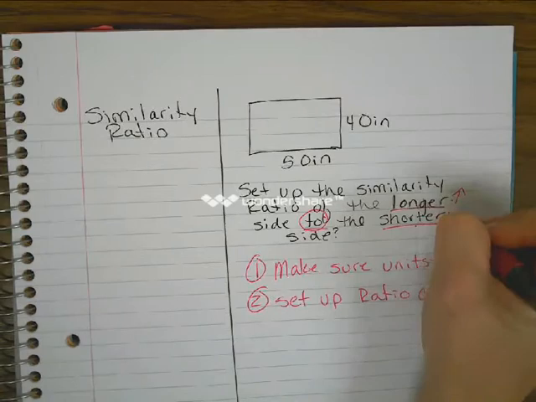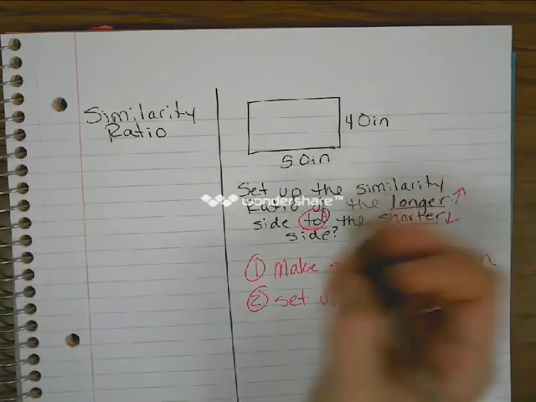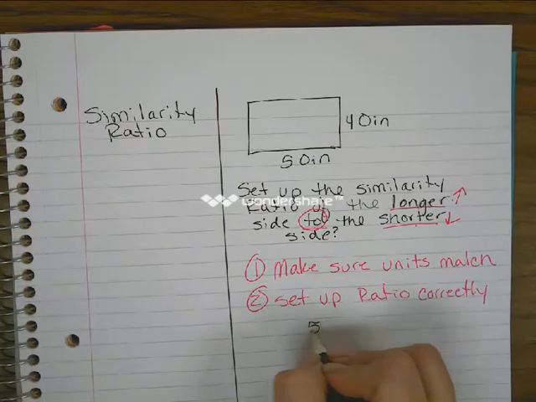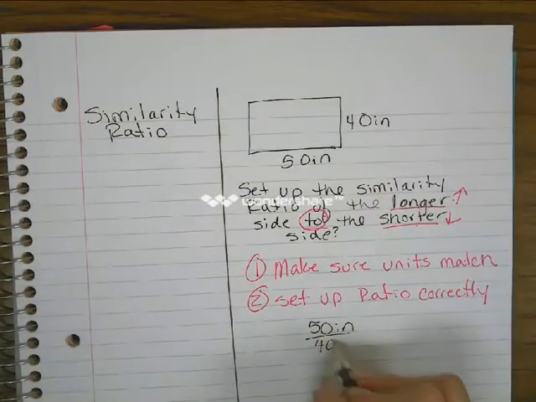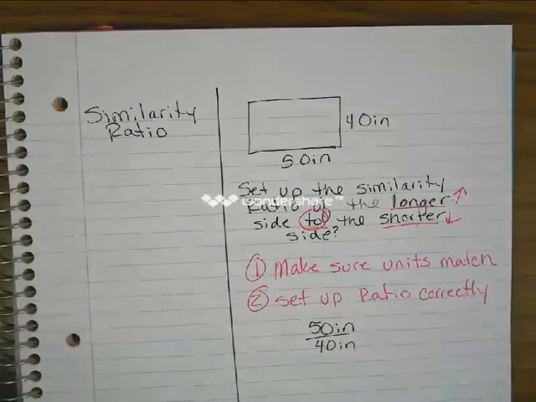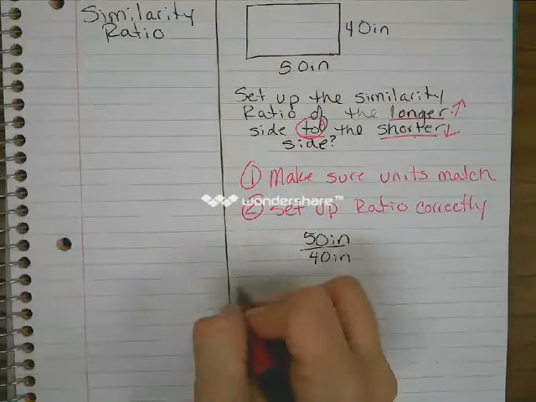Now I'm still not done. This would not technically be a correct answer because all ratios are expected to be reduced. So this reduces down to 5/4.